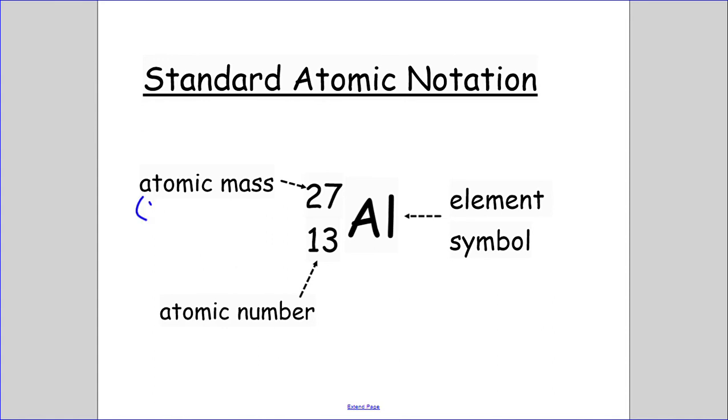So it's the atomic mass, but it's rounded. And then we take the atomic number on the bottom, and then the symbol that's there. And that's all standard atomic notation is. It's just a way of displaying the information quickly so we're able to find the rest of the information in the problem.